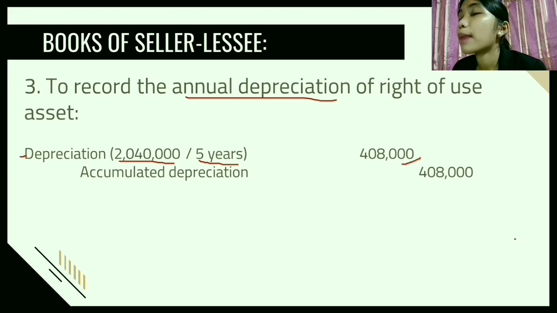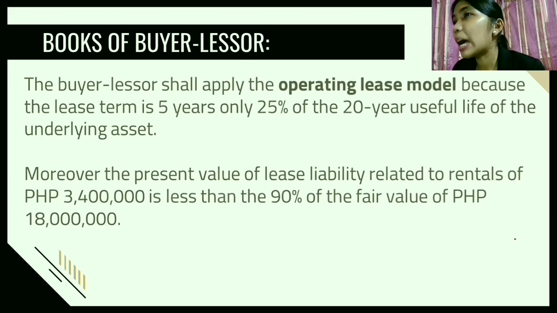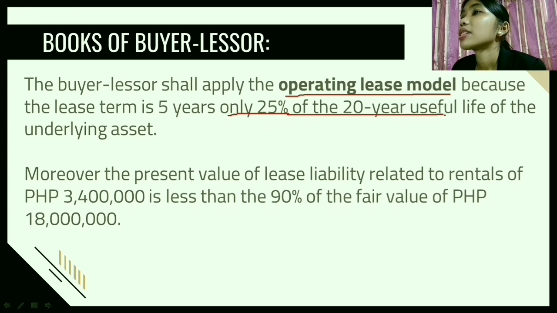Now, dumako naman po tayo sa books of buyer and lessor. Gagamit din tayo dito ng operating lease model because the lease term is 5 years only, 25% of the 20-year useful life of the underlying asset. So, 25% lang po siya ng 20-year useful life. Moreover, the present value of the lease liability related to rentals of 3,400,000 pesos is less than the 90% of the fair value of 18 million. So, ang gagamitin po natin is operating lease model.